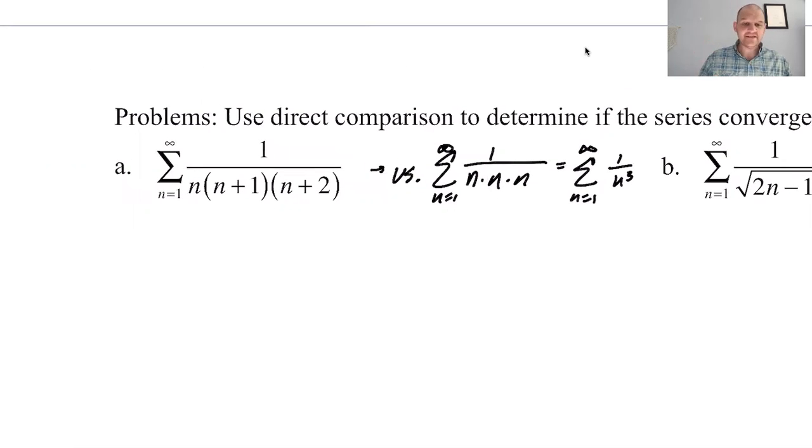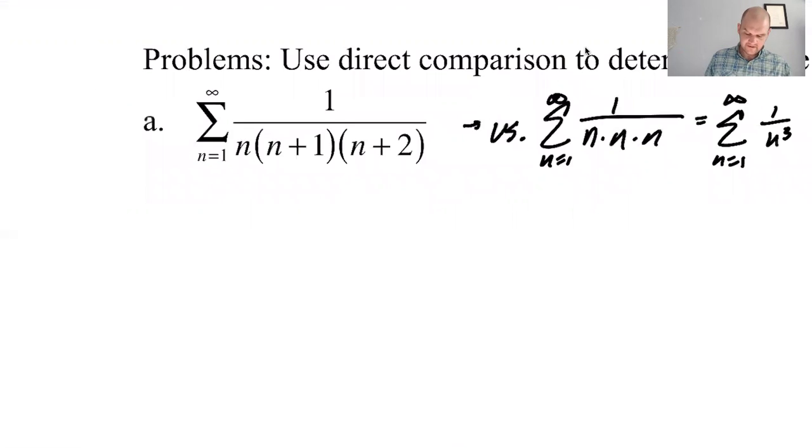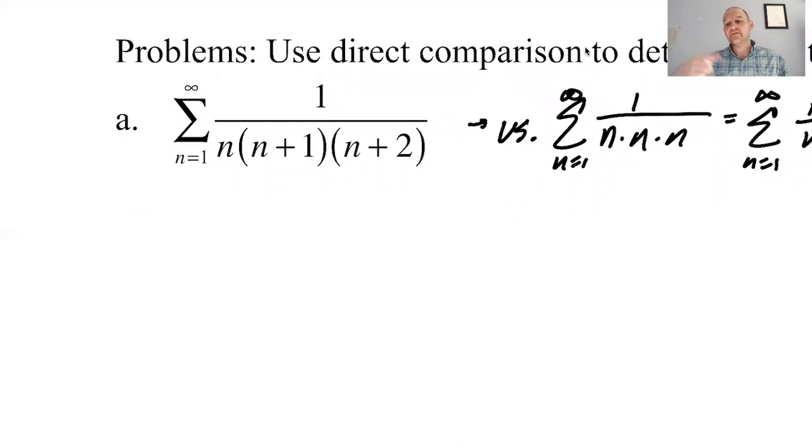So now the question is, the given series that we're trying to talk about, is it bigger than 1 over n cubed, which would be useless to me? Or is it smaller than 1 over n cubed, which would be very useful because 1 over n cubed converges, a p series where p is equal to 3, which is greater than 1. So that's my goal, to show that the original is smaller than the one I'm comparing it to.